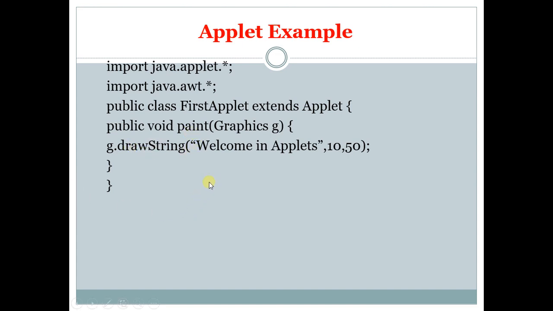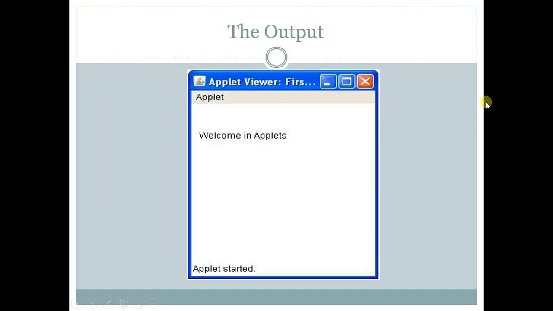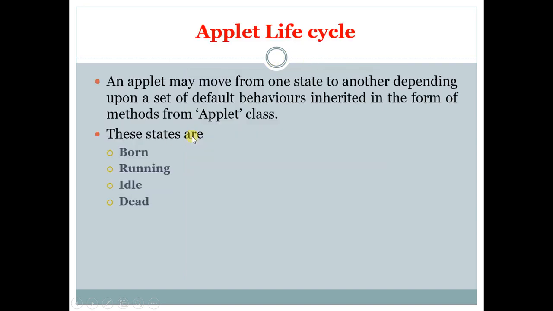The text is "Welcome in applet". 10,50 are the coordinates on the screen, for example x and y. So the output will look like this: Welcome in applet at the coordinates 10,50.